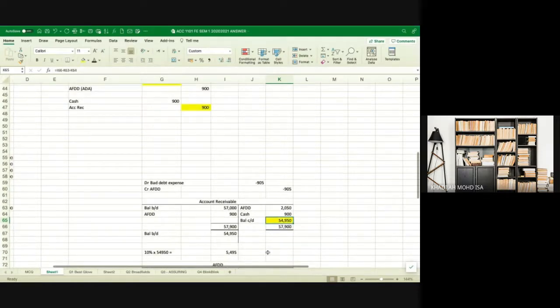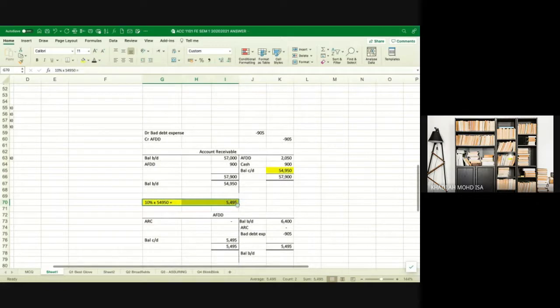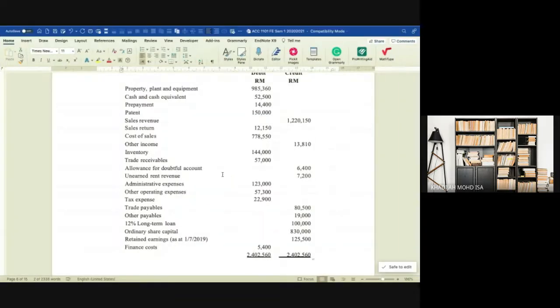So if the balance is 54,950, 10% of that is 5,495, right? This is because the law says that the ADA will be 10%. So this 5,495 would be the closing balance for your AFDD, right? And for AFDD, you are given the opening balance. How much is the opening balance? 6,400. So the 6,400 is the opening balance.